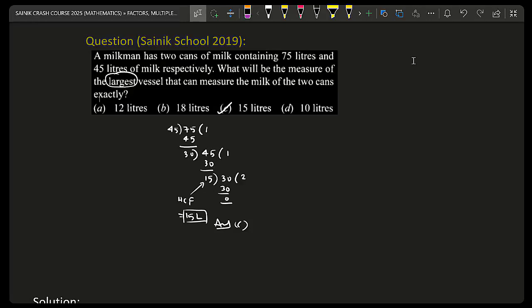Okay, how many methods for HCF do you know? How many methods did we discuss for finding HCF? Tell me, not yes sir, answer. 10 methods? No, not 10 methods. Only 5 methods. Can you name those methods?